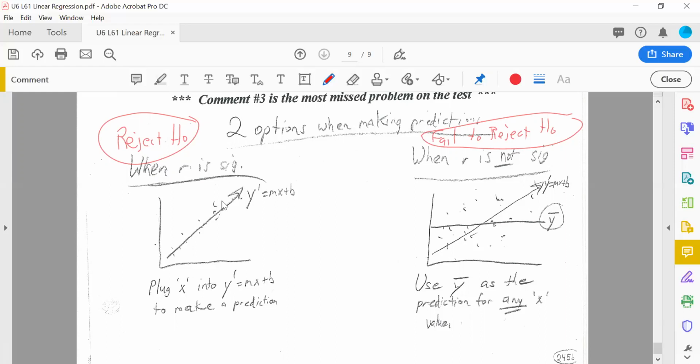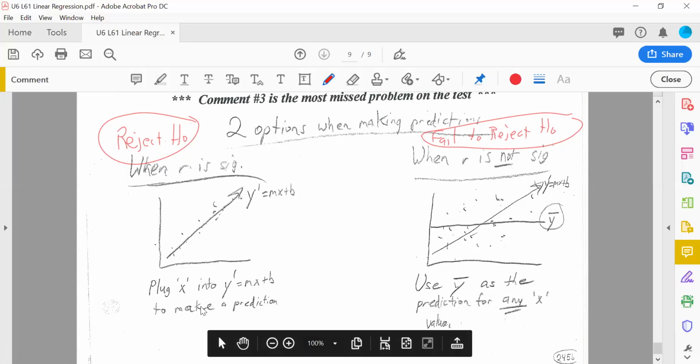When you reject H0, you say there's a relationship. The points are tightly packed to the line, so then you just plug X like we did in our lecture into the equation y prime equals mx plus b, and you make your prediction. Boom. Basically, this is exactly what we did in the notes.